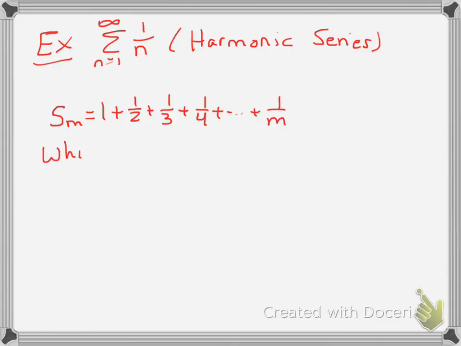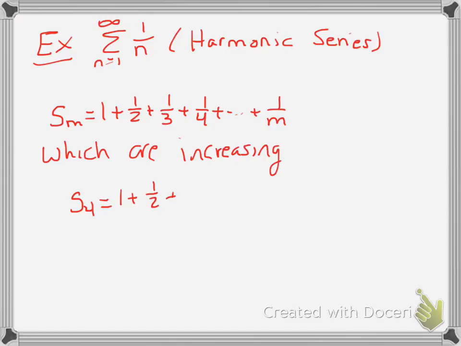Notice that these are still increasing because each time we go to the next m, we add something positive, so it has to be getting bigger. So it is monotone. So the only question is now if it's bounded. If it's bounded, then we would know this sequence of partial sums converges, and therefore the series that we're interested in converges. So let's take a look at some of these partial sums. So let's look at S4. S4 would be 1 plus 1/2 plus 1/3 plus 1/4.